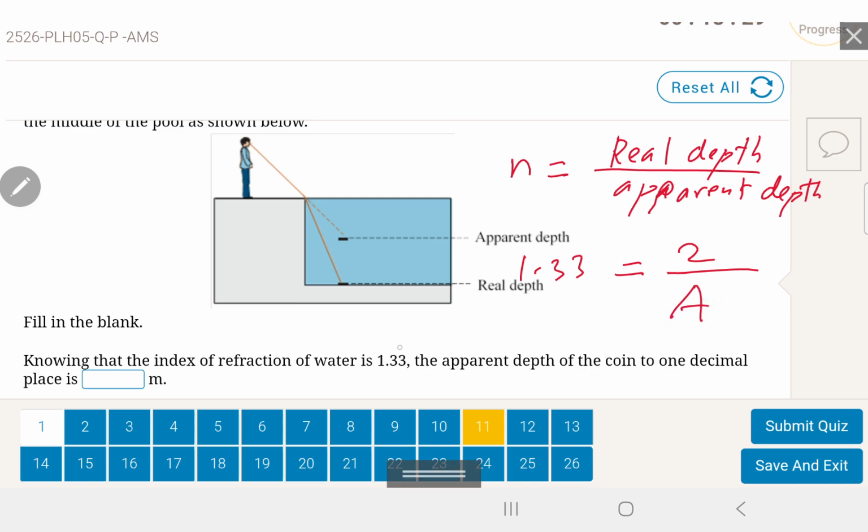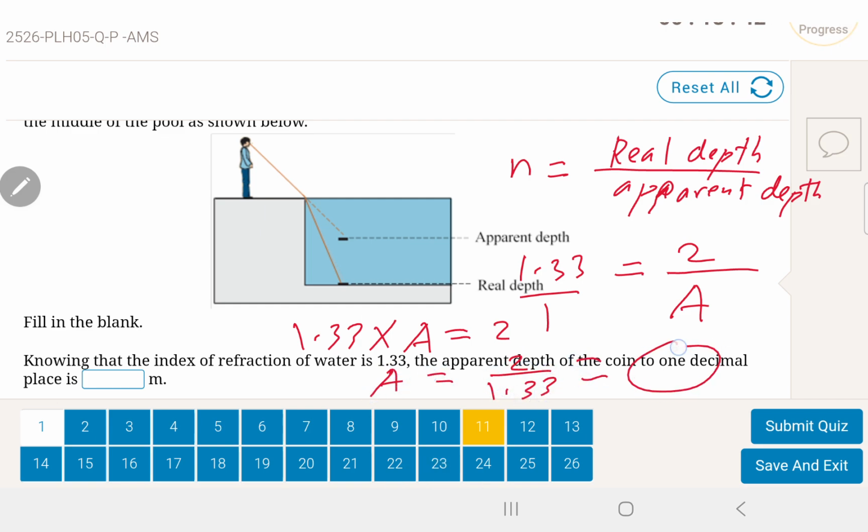Now we cross multiply. So we get 1.33 multiplied by A is equal to 2. Apparent depth is equal to 2 divided by 1.33, and then use your calculator to find the answer.